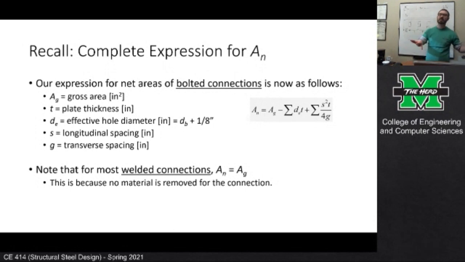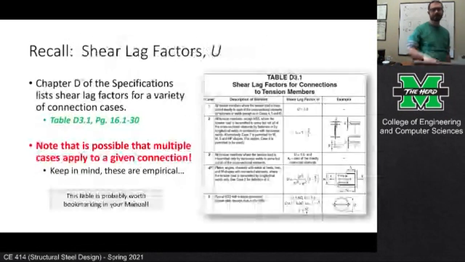And all that's for bolted connections, and for welded connections, specifically ones where we're not removing any plates or any material, the net area just equals the gross area, so it's pretty easy.